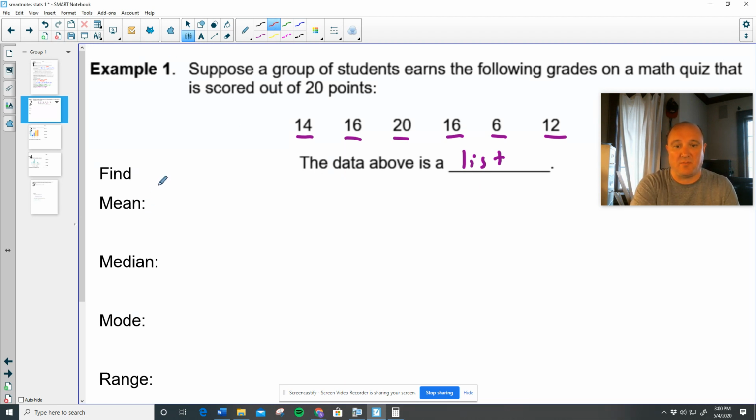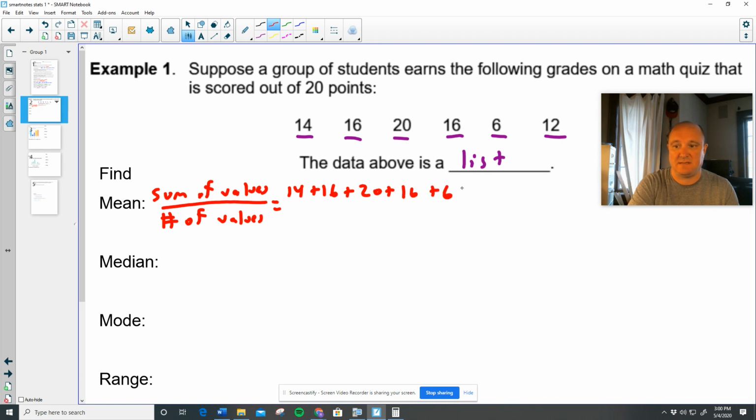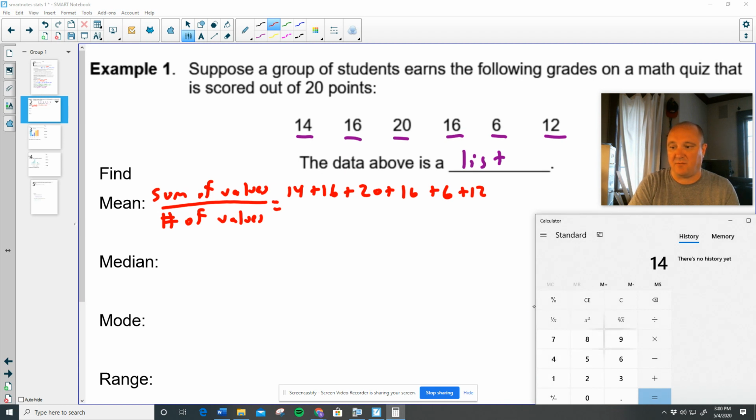So the mean, we know from our notes, is the sum of all the values divided by the number of values. Now, the sum of all the values just means add all of these up. So I'm going to take 14 plus 16 plus 20 plus 16 plus 6 plus 12, and I'm going to add all these up. And I'll do that on my calculator here. 14 plus 16 plus 20 plus 16 plus 6 plus 12. And I get 84.